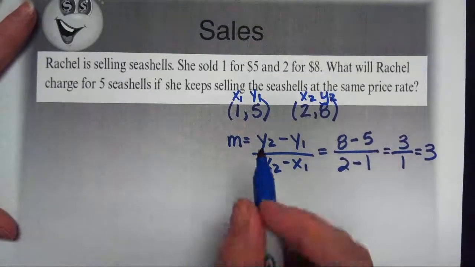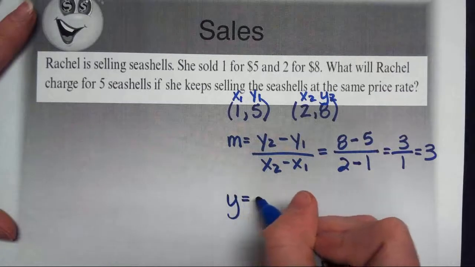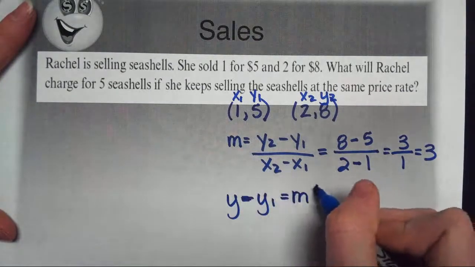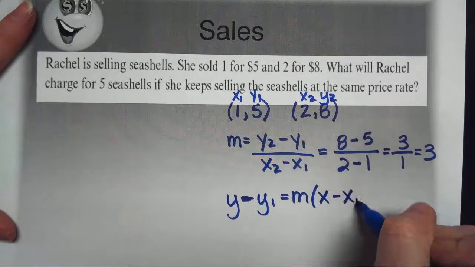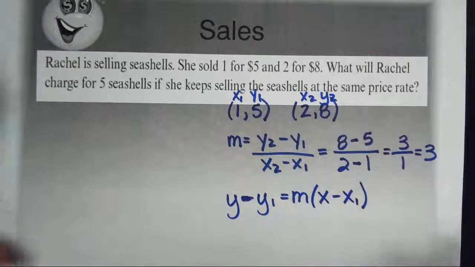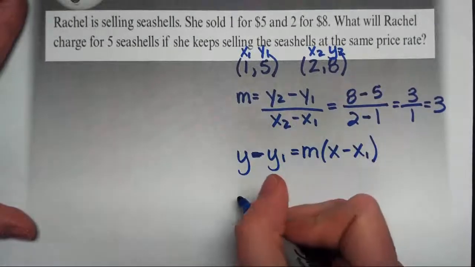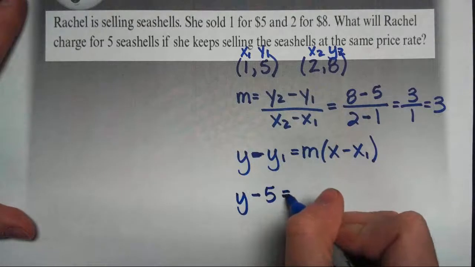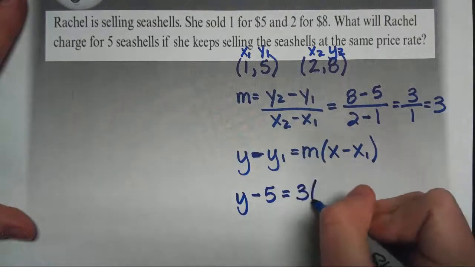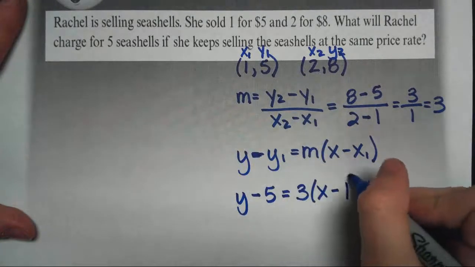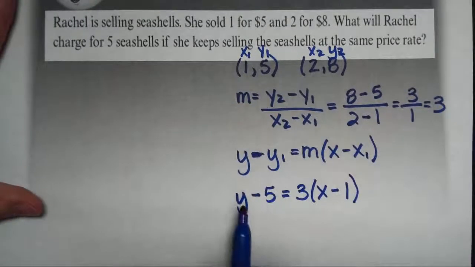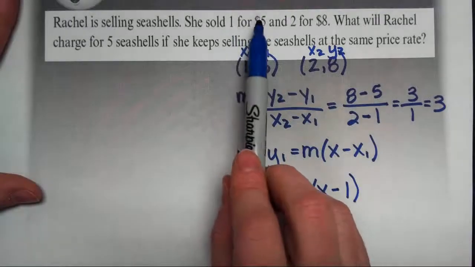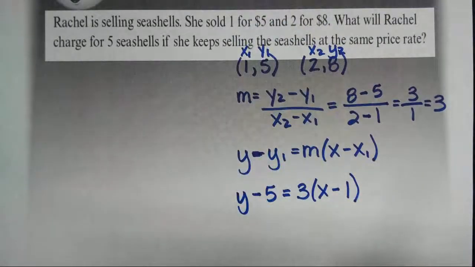Now I'm going to plug this into my point slope form. Oops, y minus y1 equals m times x minus x1, and create the equation of my linear function here. So I've got y minus 5, which is y1, equals m, which is 3, times x minus x1, which is 1. Now I have an equation that fits this situation. So 1 shell for $5, 2 shells for $8, etc.